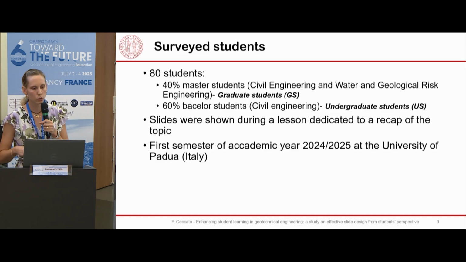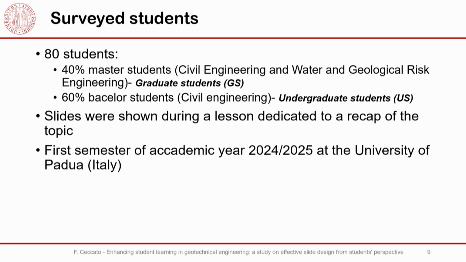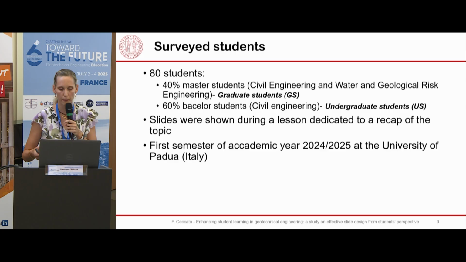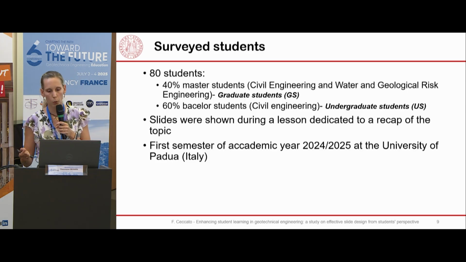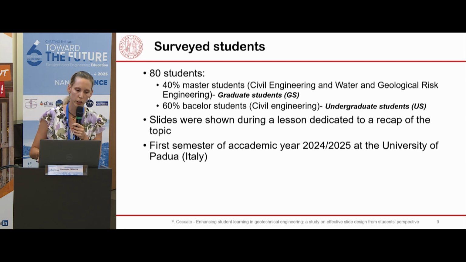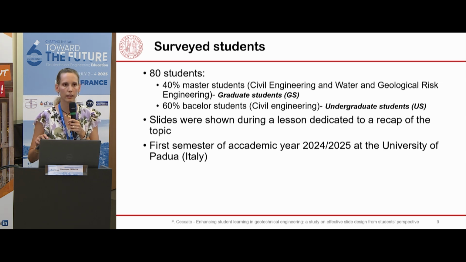We surveyed about 80 students. 40% of them were master students, we call them graduate students, because they are at the master's level, usually at the 4th or 5th year of civil engineering or water and geological risk engineering. 60% are bachelor students in the 3rd year of civil engineering.